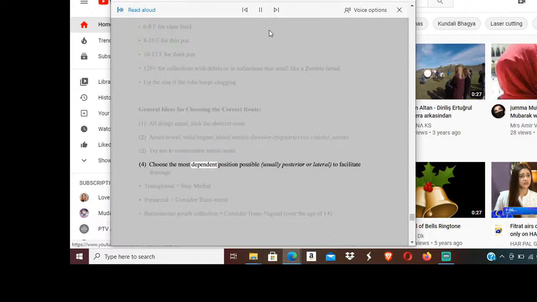4. Choose the most dependent position possible, usually posterior or lateral, to facilitate drainage. Transgluteal equals stay medial. Presacral equals consider transrectal. Recto-uterine pouch collection equals consider transvaginal, over the age of 14.